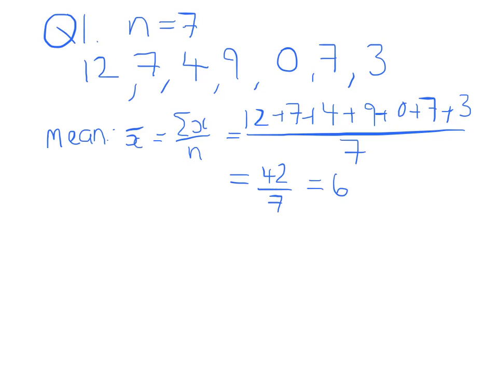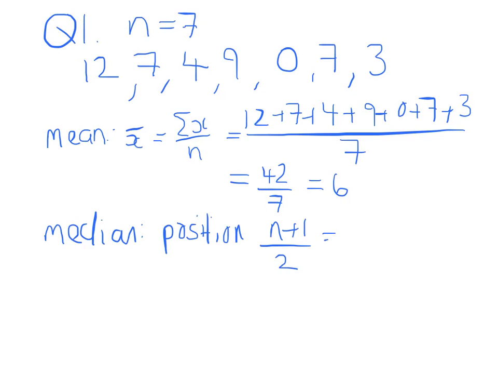Now we have to do the median as well, but for the median we have to find the position first. Now the position, we can use our formula. It's just n plus 1 divided by 2. So it's going to be 8 over 2, which tells us it's the 4th position.